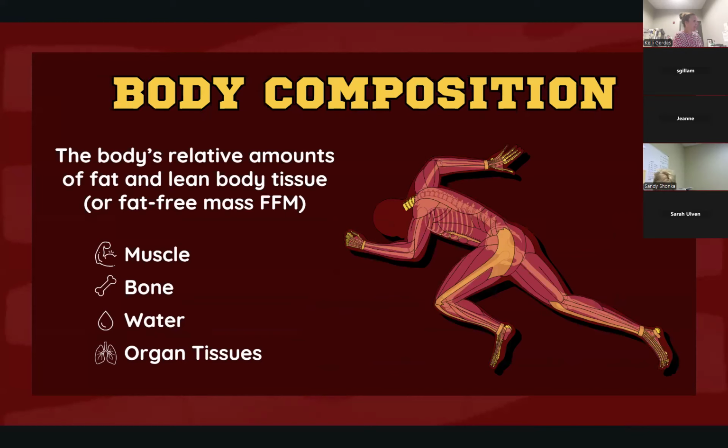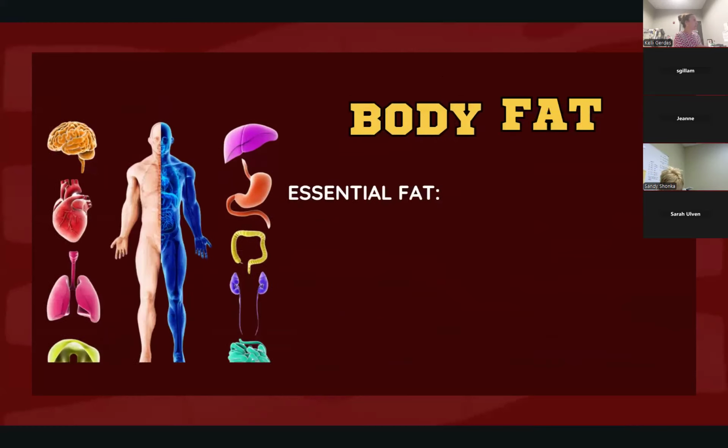But what is body composition? It's basically the relative amount of mass, fat mass versus lean mass, or what we would usually call muscle mass or lean body tissue. So it's going to be comprised of all things muscle, bone, water, and organ tissue. So basically your entire body broken out into different components.